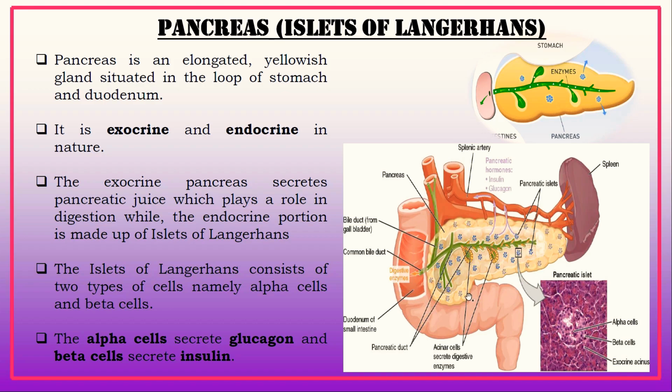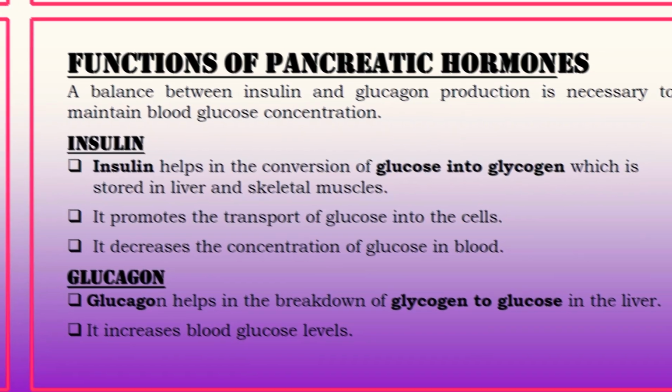This is the pancreas gland, and it consists of both exocrine and endocrine parts. The exocrine part secretes the pancreatic juice that plays a very vital role in the digestion of food, whereas the endocrine portion, the islets of Langerhans, mainly consists of 2 types of cells, alpha cells and beta cells. Alpha cells secrete glucagon and beta cells secrete the insulin hormone.